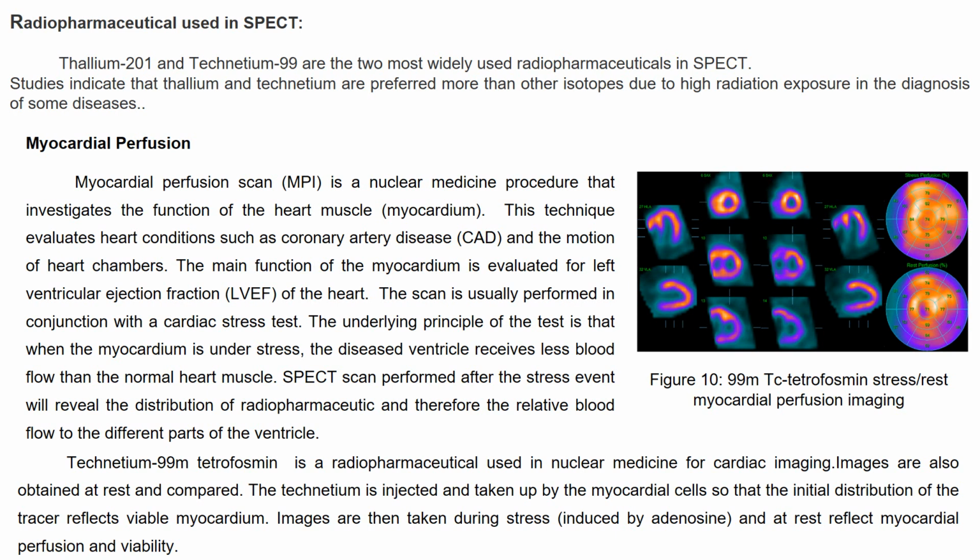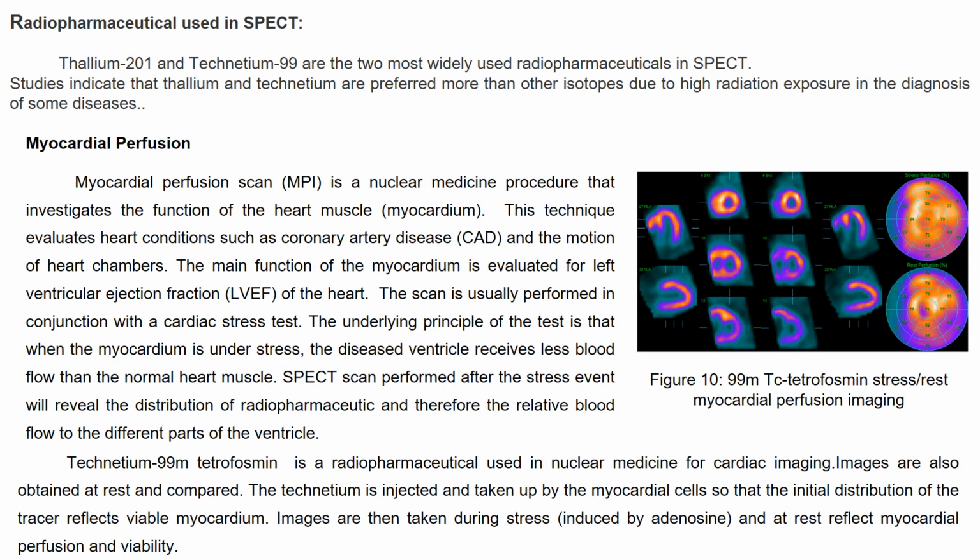Myocardial perfusion. A myocardial perfusion scan is a nuclear medicine procedure that investigates the function of the heart muscle. This technique evaluates heart conditions such as coronary artery disease and the motion of heart chambers. The main function of the myocardium is evaluated for left ventricular ejection fraction of the heart. The scan is usually performed in conjunction with a cardiac stress test.